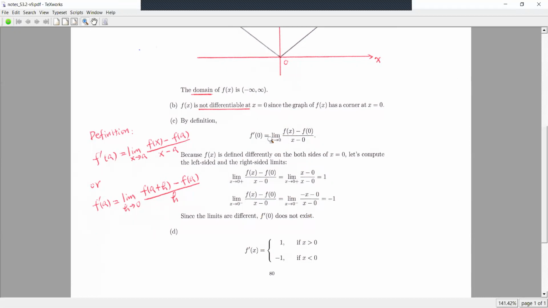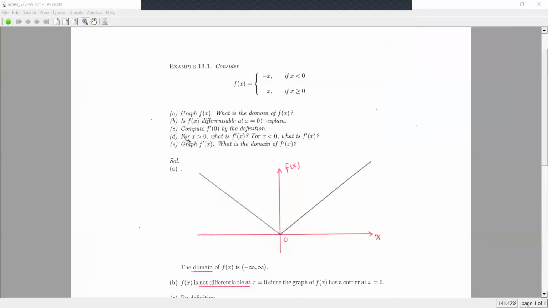Therefore, the both-sided limit doesn't exist. Because when I let x approach 0 from the left, and when I let x approach 0 from the right, I got two different limits. So the both-sided limit doesn't exist. Therefore, the derivative at 0 doesn't exist. This result is consistent with the result in part B. In part B, the function is not differentiable at 0. So part C confirms this conclusion in part B.